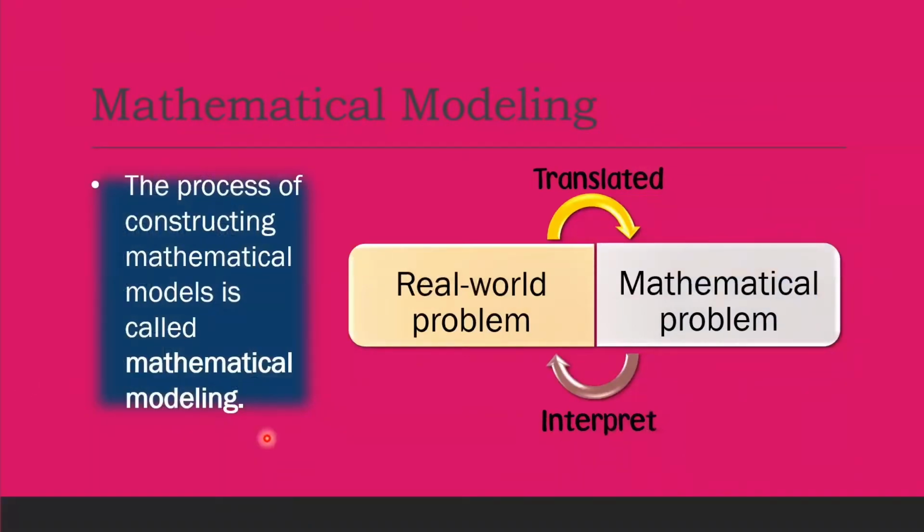In this chapter, you will be introduced to the process of constructing a mathematical model, which is called mathematical modeling. In mathematical modeling, a real-world problem will be translated into a mathematical problem. We then solve the mathematical problem and interpret its solution in terms of the real-world problem.